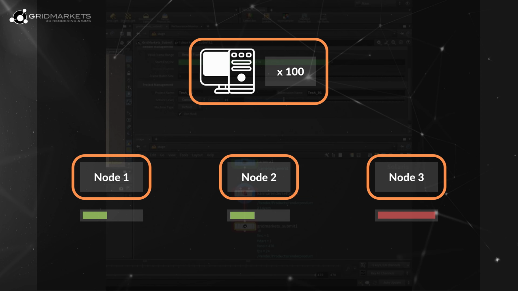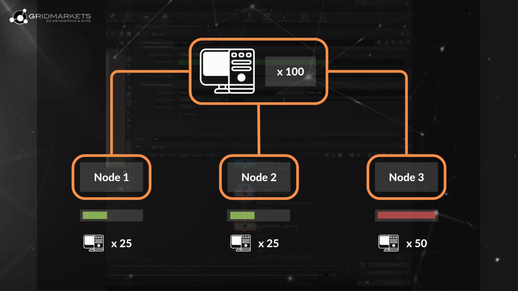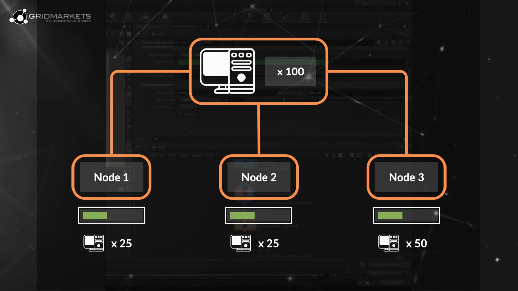Instead of letting the machines be distributed equally, you could configure them as follows. Node 1, normal demand, 25 machines. Node 2, normal demand, 25 machines. Node 3, high demand, 50 machines. This approach ensures a more tailored distribution of resources, aligning with actual demand and optimizing workload efficiency.